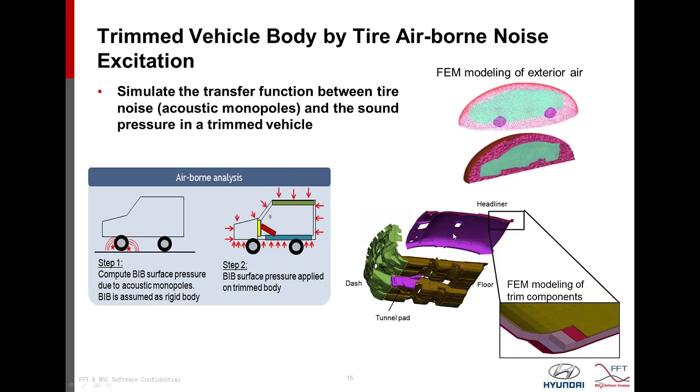And here, this image shows the four trim components that we considered in this example. They are the dashboard, the floor, the tunnel pad, and the headliner. And when we zoom in on each of these components, we see a detailed finite element modeling of all these four trim components. We can see different layers with different thicknesses representing the different materials composing all these components.